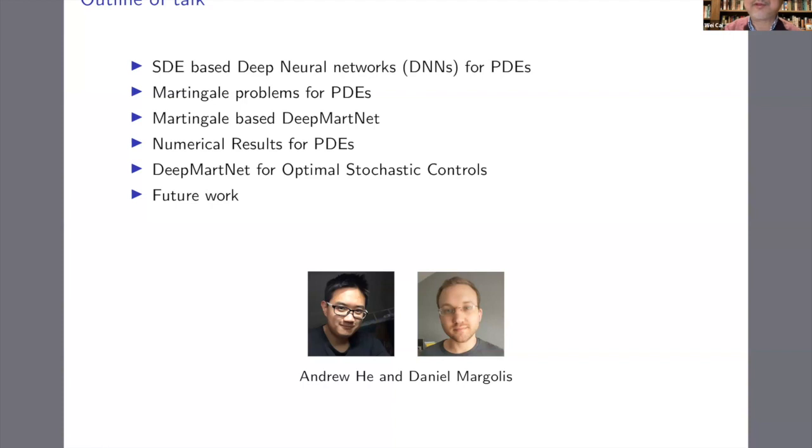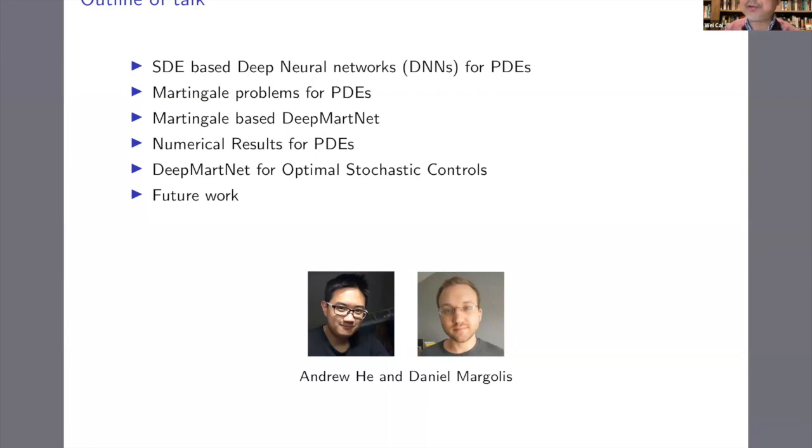The outline of the talk will be, first of all, I'm going to give a short review about using SDEs, stochastic differential equations, to construct the deep neural networks. There are a few works in this area, and the key point is that we use SDEs, the diffusion path, to explore the solution domain. And this is very natural and efficient for high dimension problems.